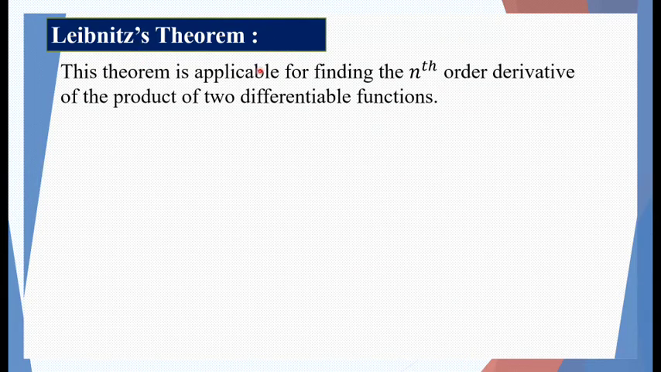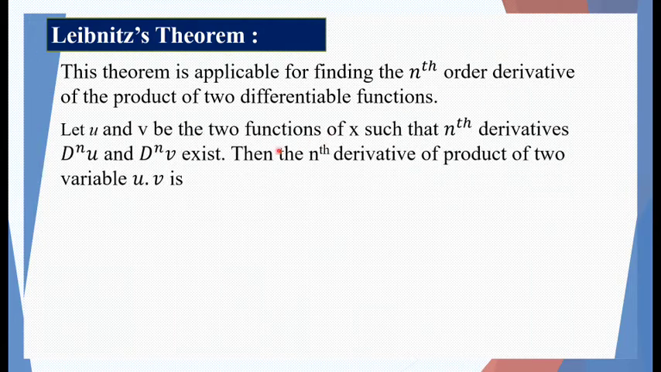Basically, Leibniz theorem is applicable for the higher order derivative of the product of two functions. If there are two variables u and v in the product and we have to find the nth order derivative, and if nth derivative of u and nth derivative of v exist, then the nth derivative of the product of two variables by the Leibniz theorem is as follows.